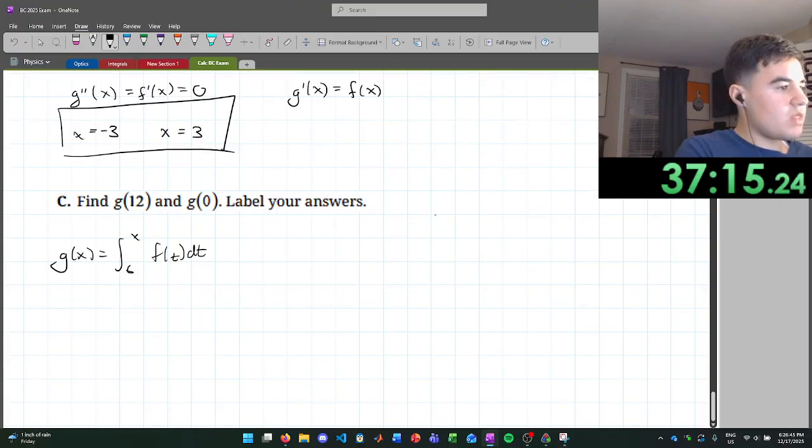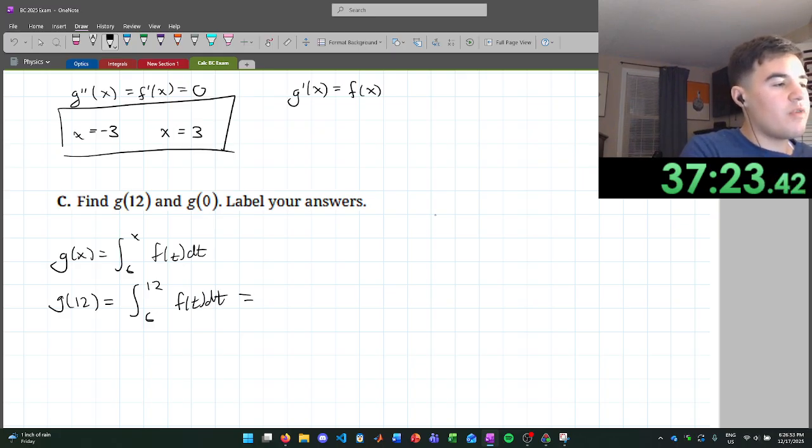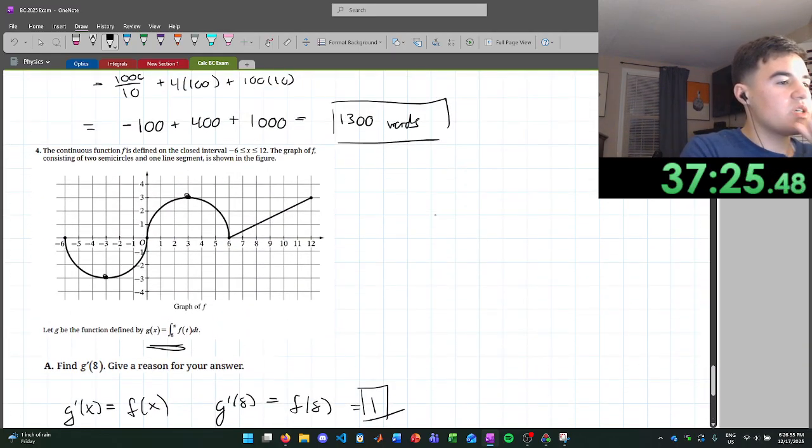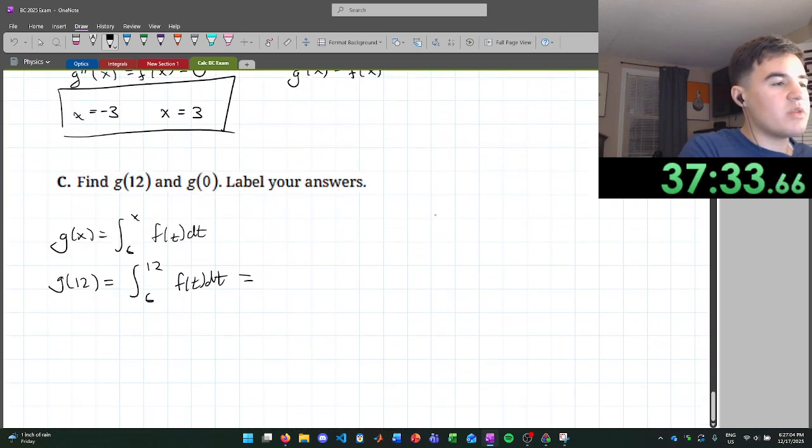So g of 12 is just equal to the integral from 6 to 12 of f of t dt. This is just going to be the area between 6 and 12. So 6 to 12 is going to be this half triangle, which is 6 units across, 3 units tall. So it's going to be equal to 6 times 3 over 2, which is 18 over 2, which is 9.